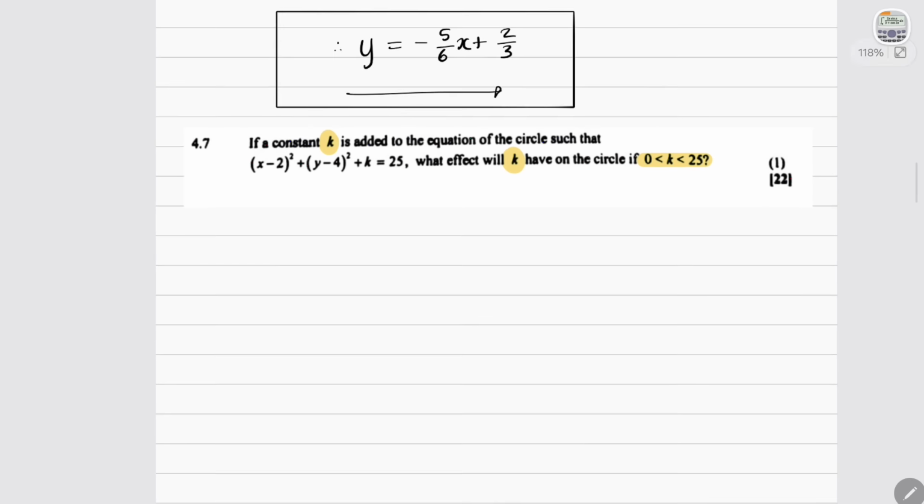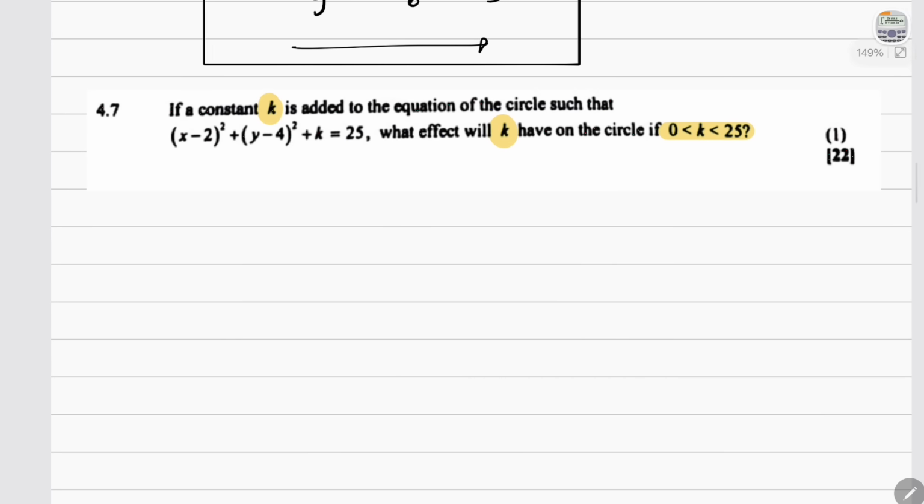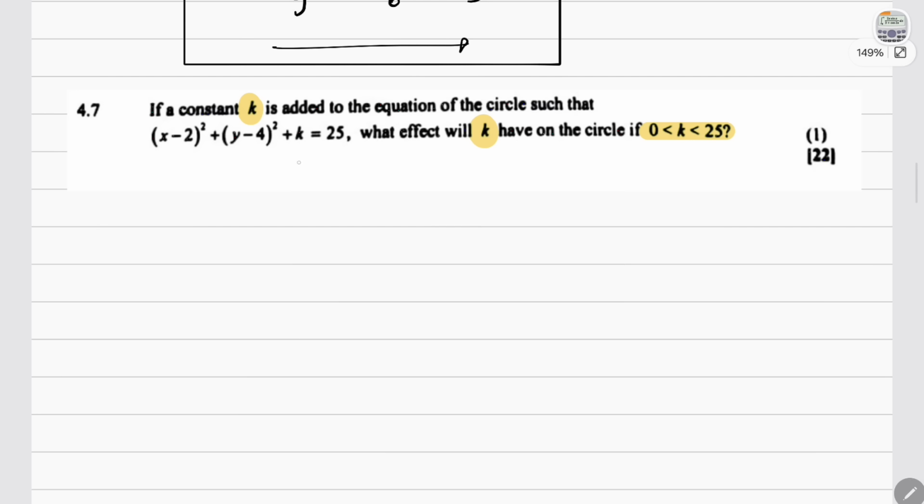Okay, so it's just a 1 mark question. It's actually something that we can just explain. You see, with the equation, they add k to it. If you add a constant to the equation of a circle, what happens? Let's just take a number within this range. Let's say that number was 5.